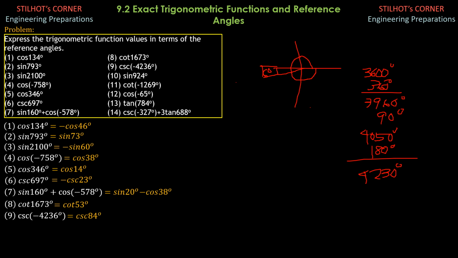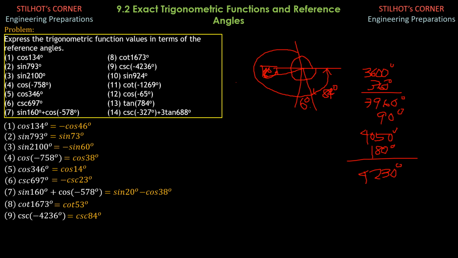Sorry. 3600 plus 360, 3960 plus 90 plus 90 degrees, 4050 plus 180, so that's why 4230. So sorry, this is supposedly 6 degrees, so that's wrong. This is 6 degrees, so this is 84 degrees, and therefore the reference angle is 84.